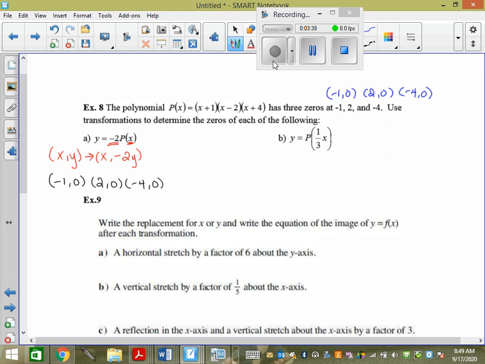And I could show mapping to show that, right? If they say algebraically determine, we really want to show mapping here. We don't want to just write these 3 points, because that's not algebraic. Maybe you just went to your calculator. So we have to show mapping in that case.